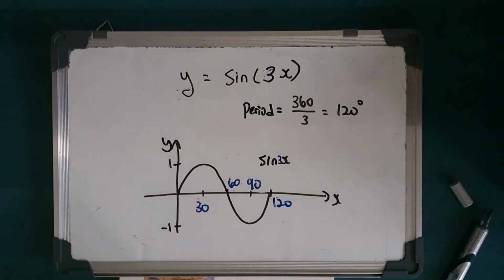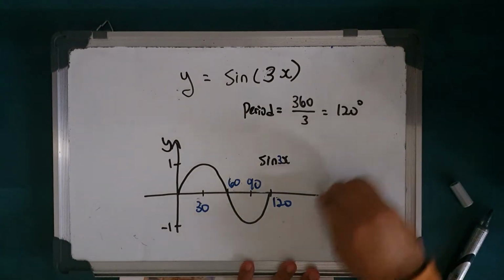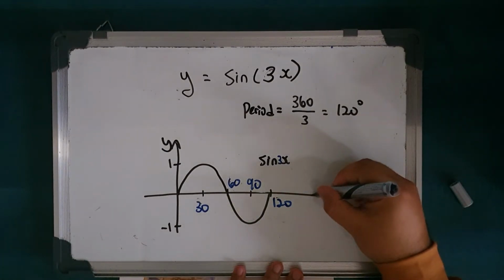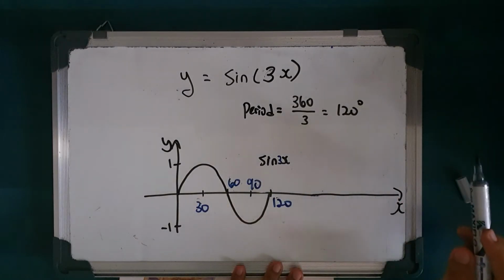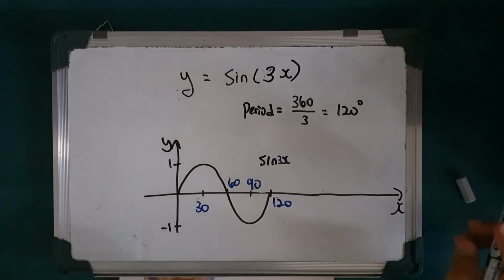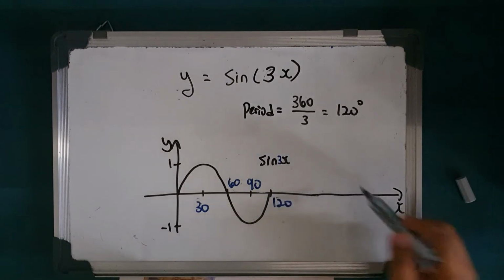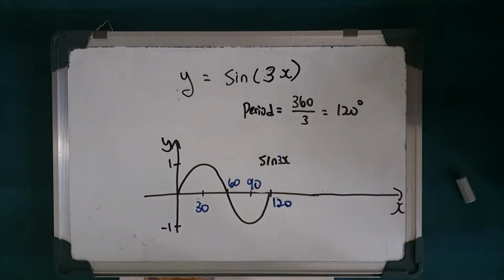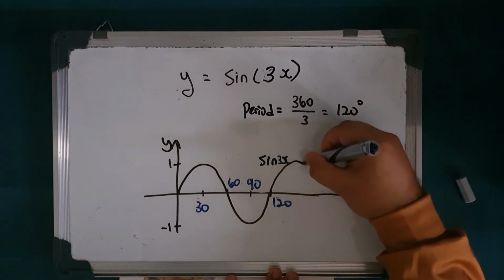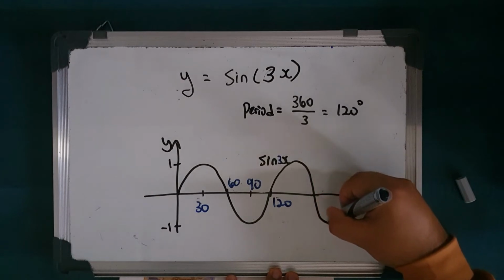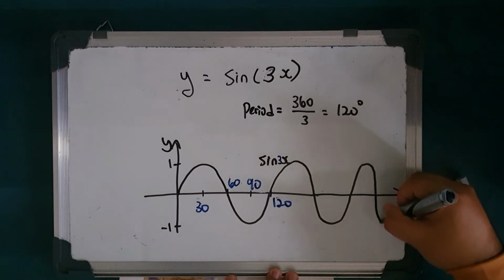But normally we want to draw from 0 till 360. So what do we do? We know that there are three complete curves between 0 and 360, and we just drew one of them. So we continue drawing the other two. So one will be here, another one. It'll be slightly compressed because I have limited space.